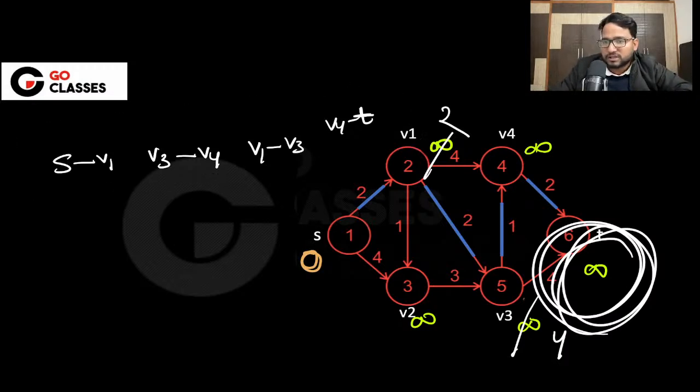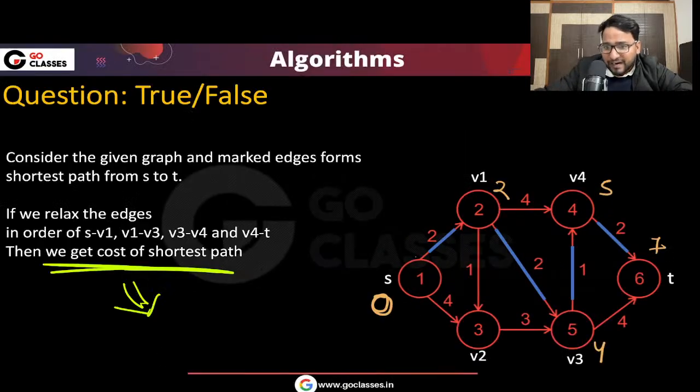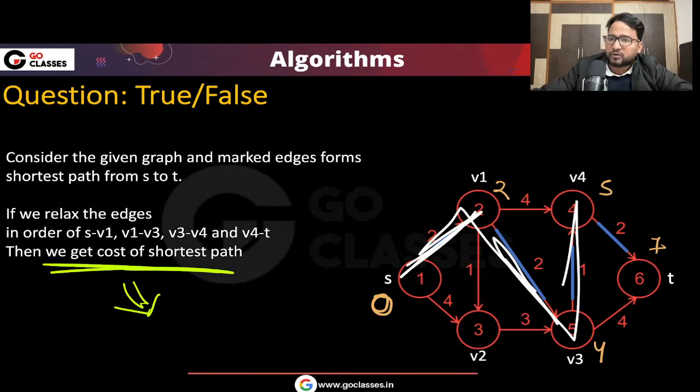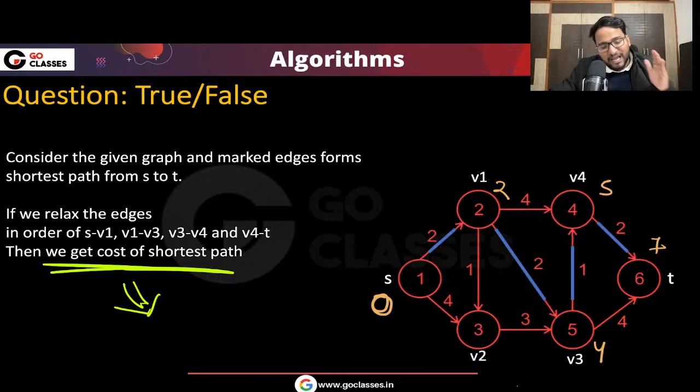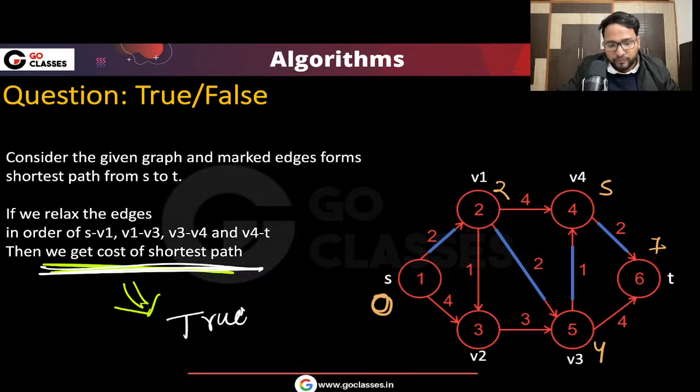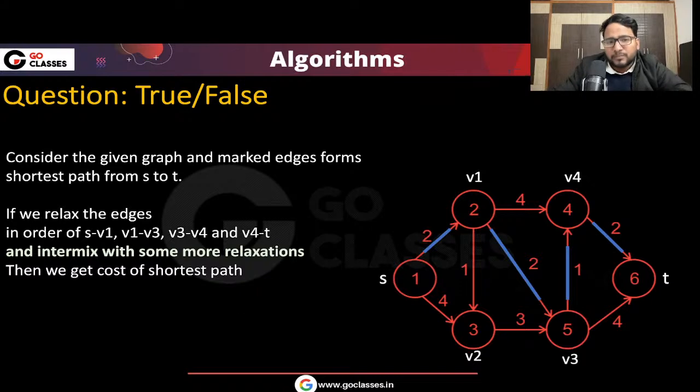But the question is not this. The question is that if you are doing it exactly in the same order as the shortest path, then at least you get the shortest path cost. Then the answer is yes, this is true. I hope you understood what I'm trying to say. Now let's label this question. Suppose they say that we are relaxing in the same order, in this order only, which is called shortest path order. I mean you're relaxing in the same order, but suppose the question is twisted now.